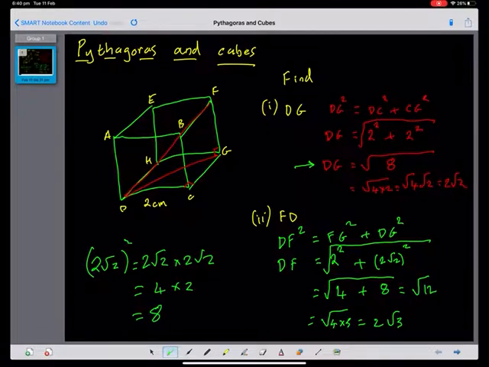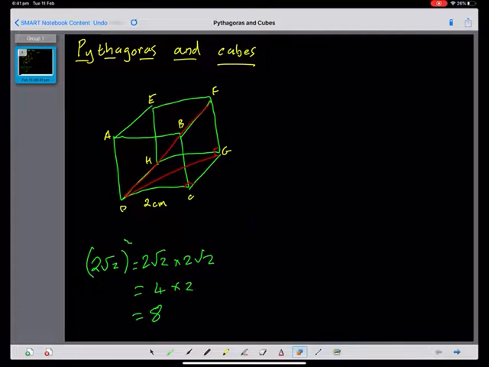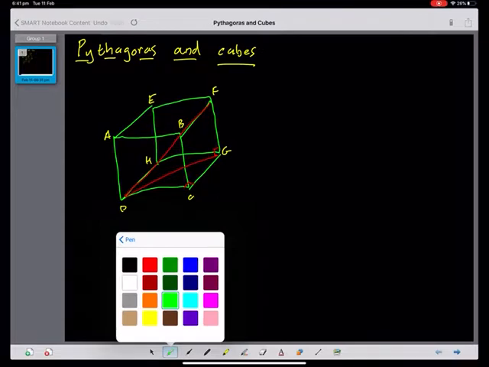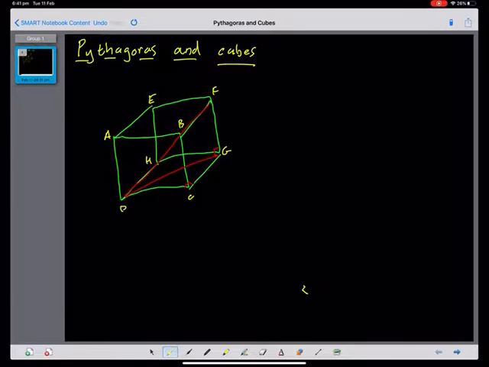Okay, so maybe you can see a pattern here. These are referred to as surds, and surds are irrational numbers. So they are non-terminating, non-repeating decimals, which cannot be written as a fraction. So let's look at this cube again and see if we can find a pattern and eventually a formula for the diagonal FD. Now, instead of calling the side length 2 centimeters, let's call the side a centimeters.